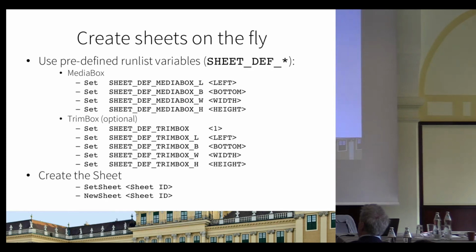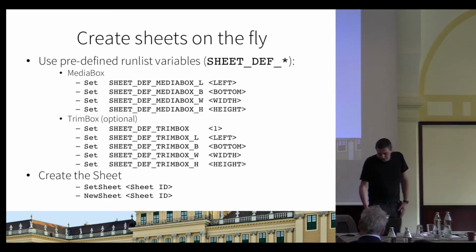All the variables on this slide have a special meaning in the way that they are used if you call another special function in the run list, and that is the set sheet command that will just pick up all the values from these variables and create a sheet configuration dynamically. And then you can just use the normal new sheet command to actually create the sheet in the resulting document. So, is that clear?